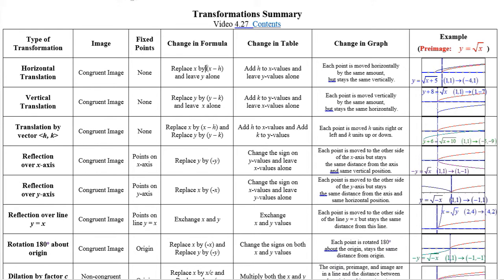Then I tell you what you do to change the formula, what that does to the table, and what that does to the graph. For example, if we want to translate by a vector h,k, we'll get a congruent image, nothing's fixed. Replace x by x minus h and y by y minus k, so we add h to the x values and add k to the y values, and each point is moved h units to the right or left, depending on which way h is, and k units up or down.